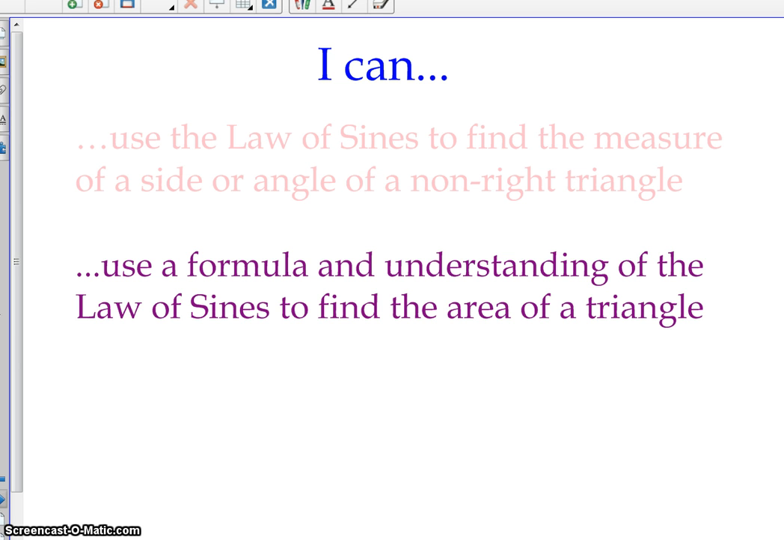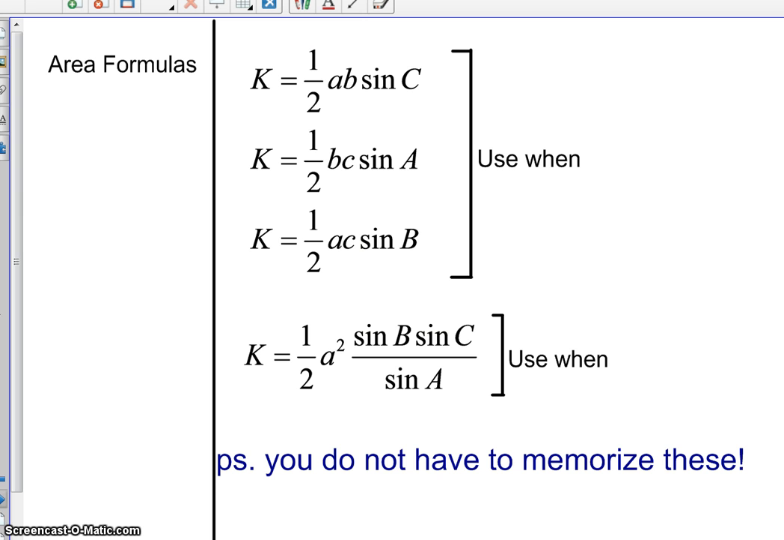The whole point of this is using a formula and understanding the law of sines to find the area of the triangles. A big part of this is using the formulas. The law of sines will help us a little bit to find some of the missing sides if that's the case. The formulas are on the yellow sheet, and you're going to be allowed to use the yellow sheet on your test. I gave this out earlier.